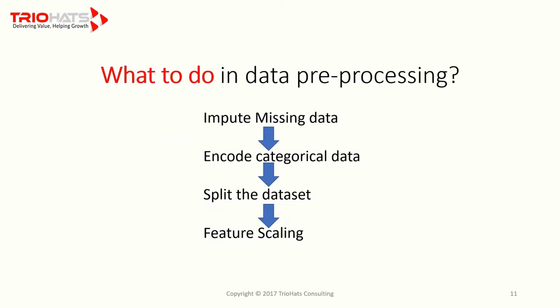So these are the four different steps which we do in data pre-processing. One is impute missing data, that is we fill in the missing values. We encode the categorical data, that is we change the categories into numbers because the machine can't understand categories. Split the data set, we split the data set into training and testing data sets, and we use the training data set to train the machine, and we use the test data set to check its accuracy. And the last is feature scaling. Feature scaling means that we want to scale all the features in one dimension or under one scale so that they can be easily compared.